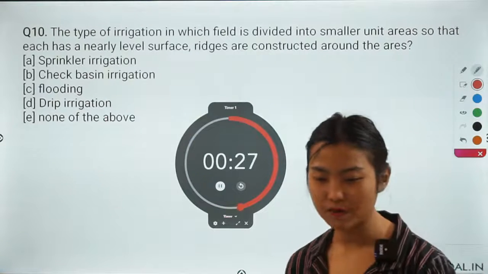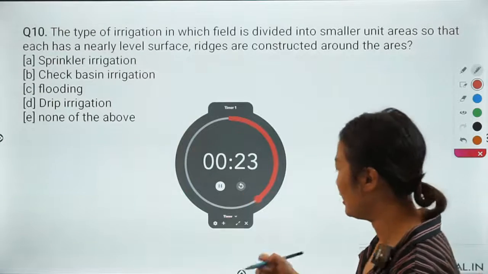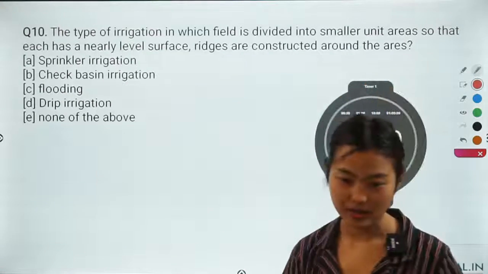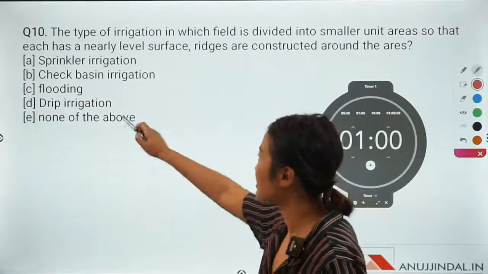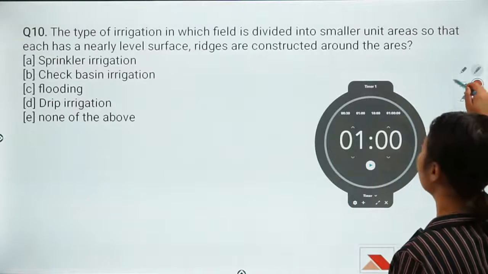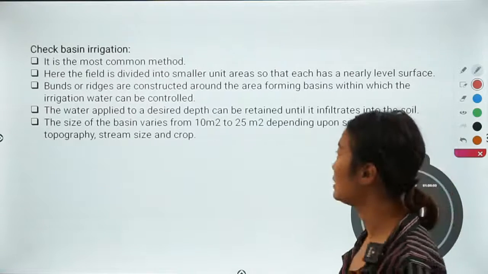Anurag is saying B. Everyone is saying B, B, B. Yep. Let me stop it there. The right answer here, and I think all of you got it correct, is check basin irrigation. Let us go through some rough important points on check basin irrigation.